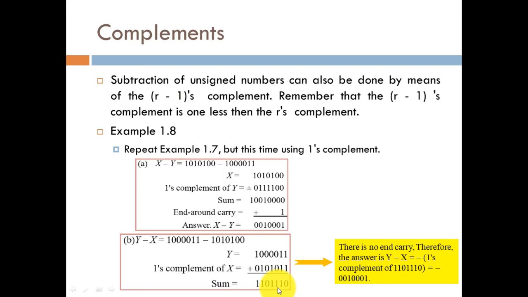Here one should be clear that we are not going to have a carry. There is no end around carry. Therefore the answer of y minus x is the 1's complement of this summation with a negative sign. So the 1's complement of this particular sum is 1 0 0 0 1 0 0, and we have to put this minus sign. So that will be the outcome, or the answer, of this particular expression.